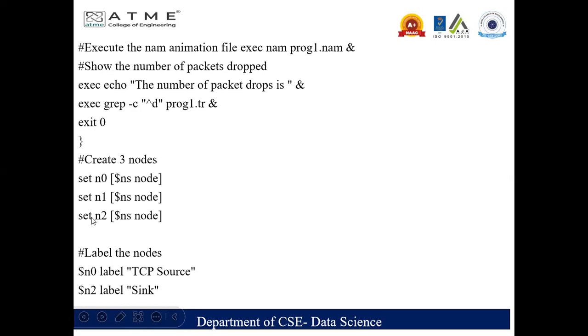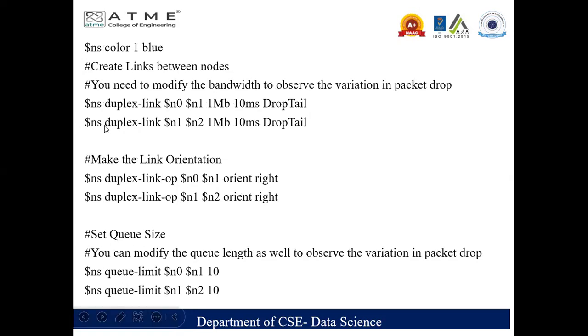Then I'm labeling the first node as the TCP source and the last node as the sink. Sink means the destination. So the first node is treated as the source node and the last node is treated as the destination node. And I'm giving the color between the nodes. So color blue.